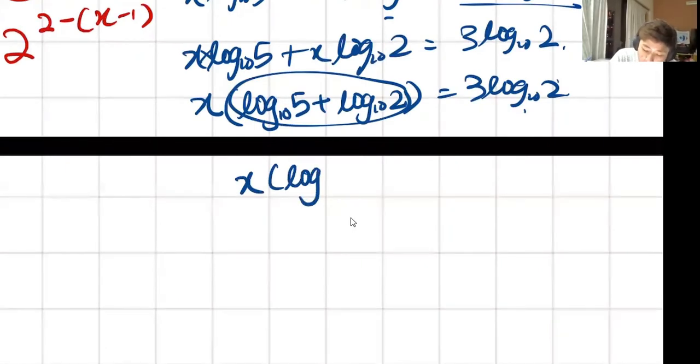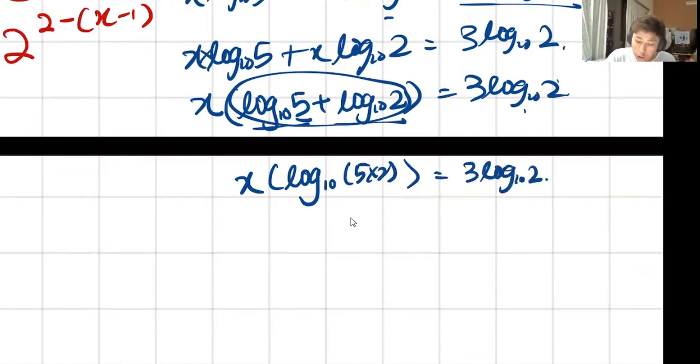Log 10 5 plus log 10 2 will give me, when you have two logs of the same base and you plus, by the law of logarithm, refer back to your law of logarithm notes, you can actually times the content of this thing on the right. So what you do is you have log base 10 of 5 times 2 is equals to 3 log base 10 2. So this is x log base 10 10 equals to 3 log base 10 2.